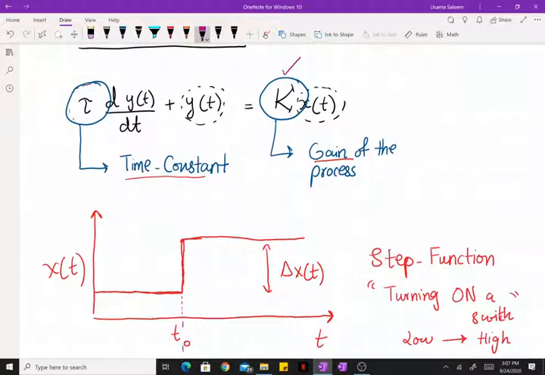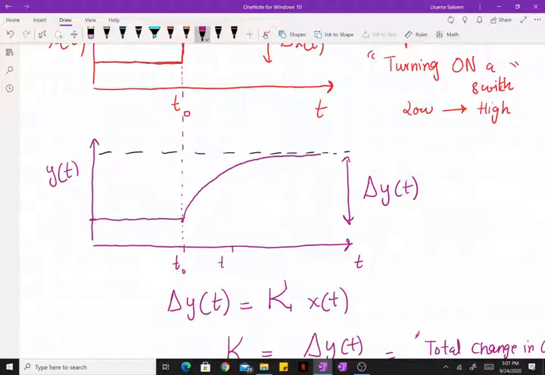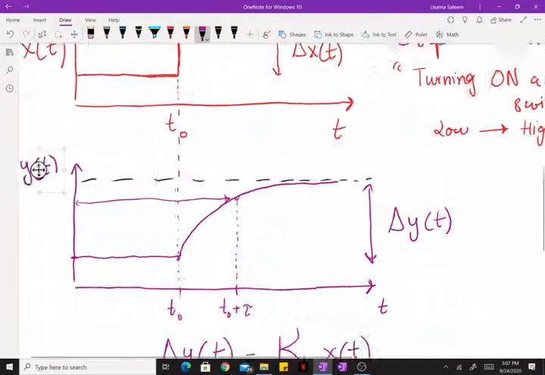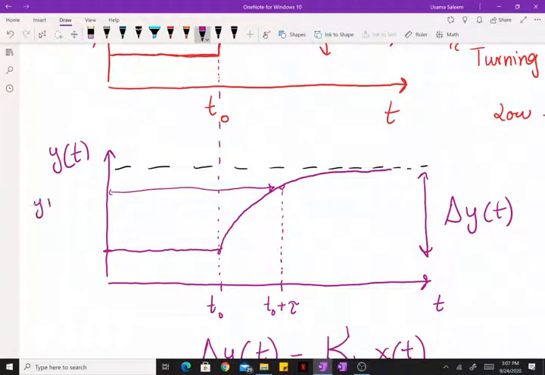Let's focus on tau for a minute. Alright, you have t naught here, and at t naught plus tau, what we're gonna observe is that, let me make some room here. At t naught plus tau, the value of y is gonna reach 0.632 times the total change in y.